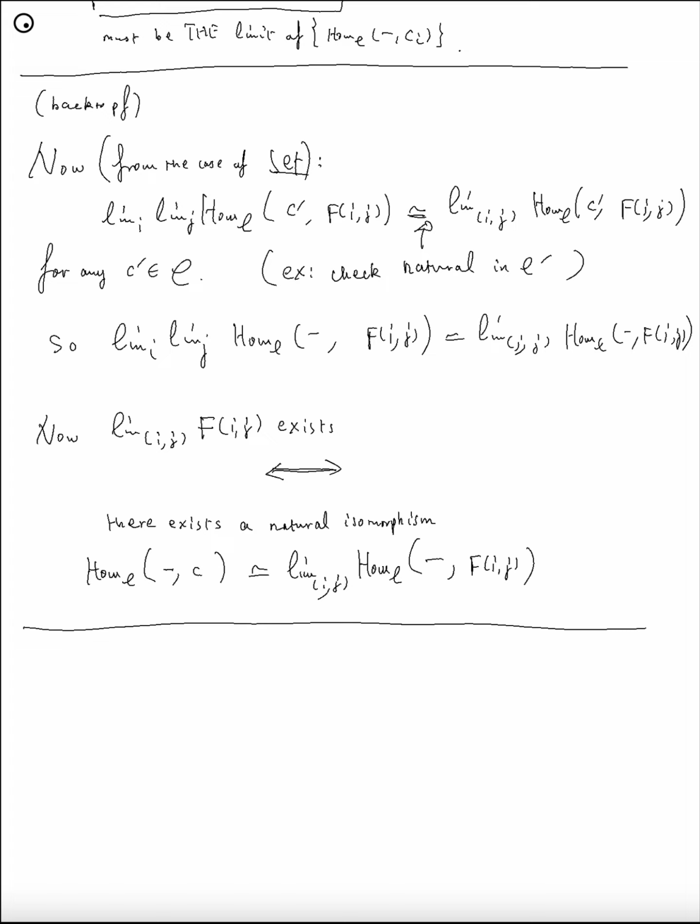So what's the conclusion? The conclusion is that both limits exist if and only if the same condition holds. So this exists if and only if this exists. And in that case, they are isomorphic, because this is equivalent as we described.